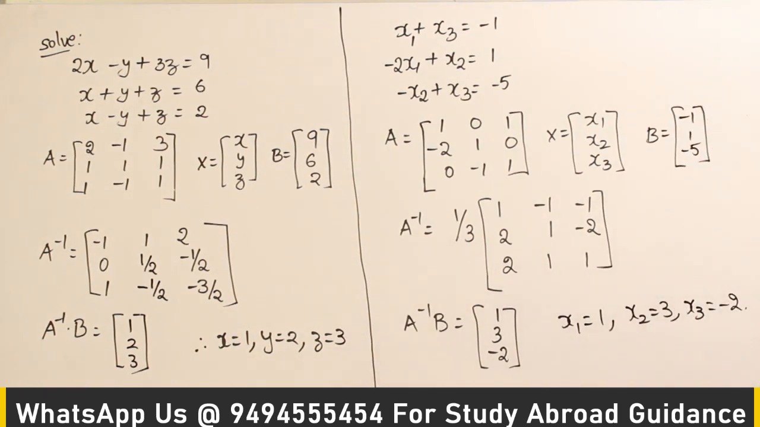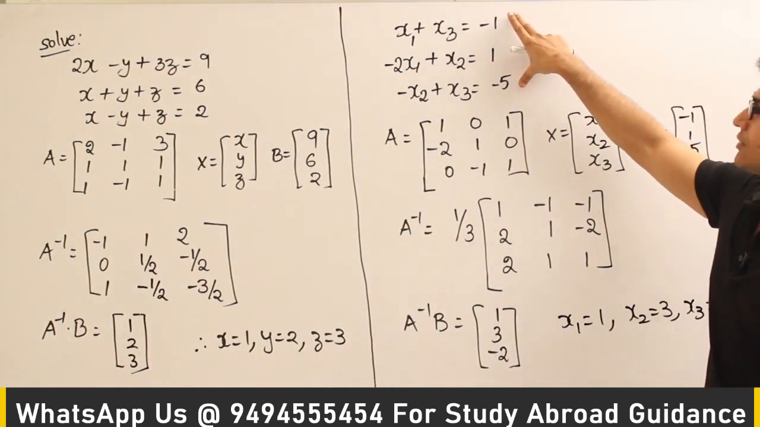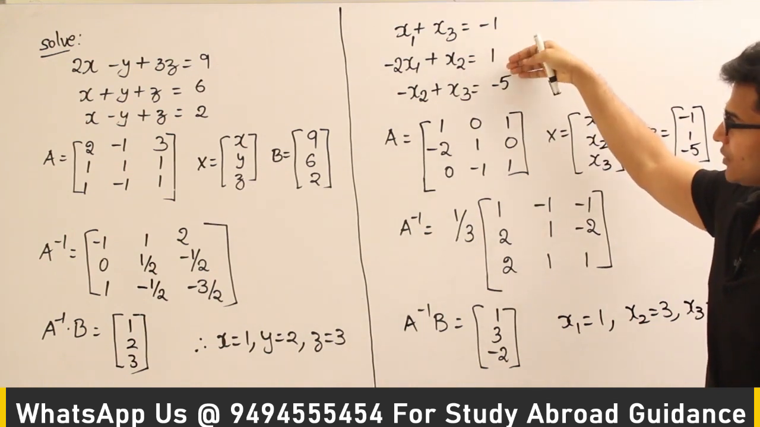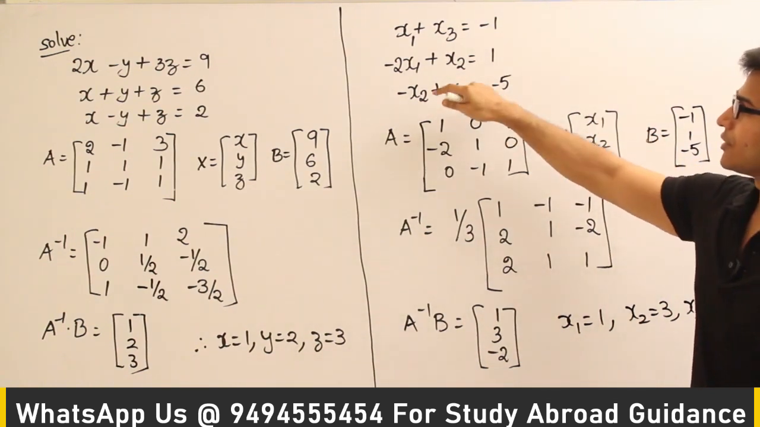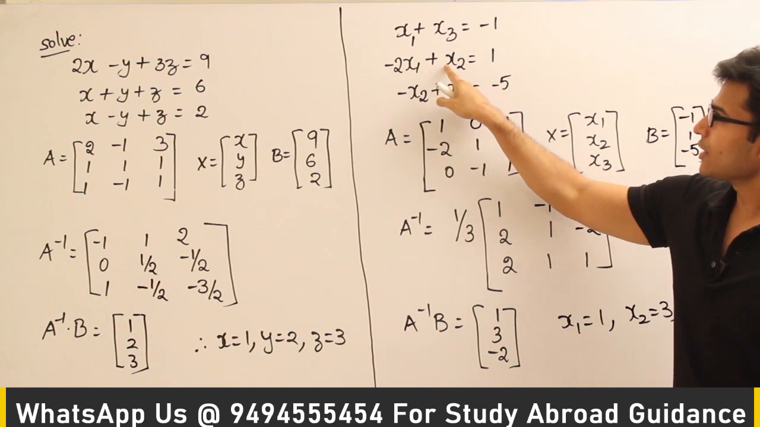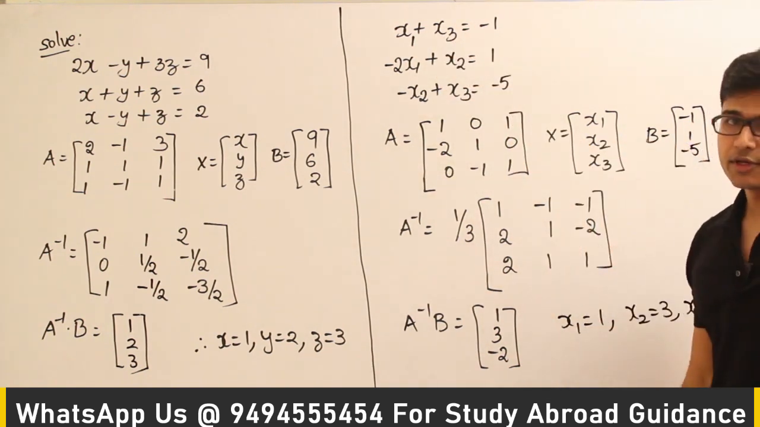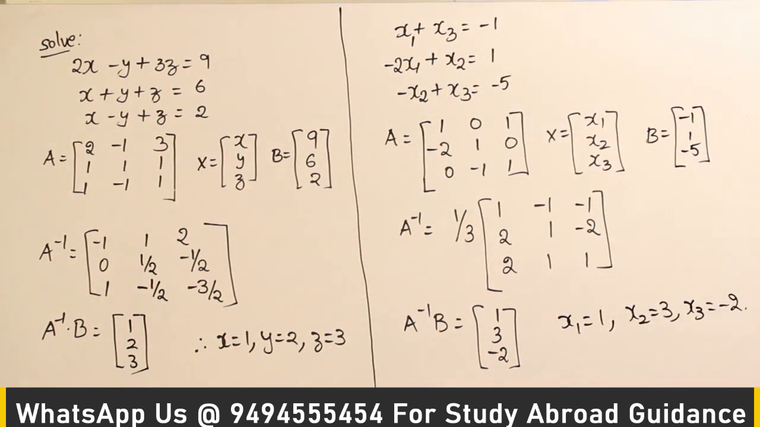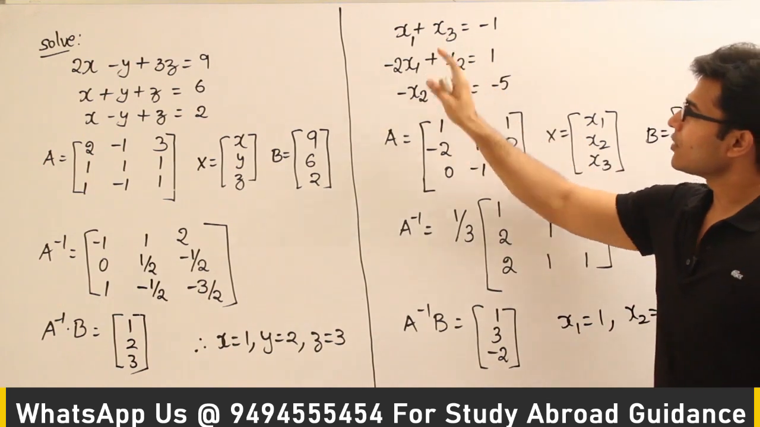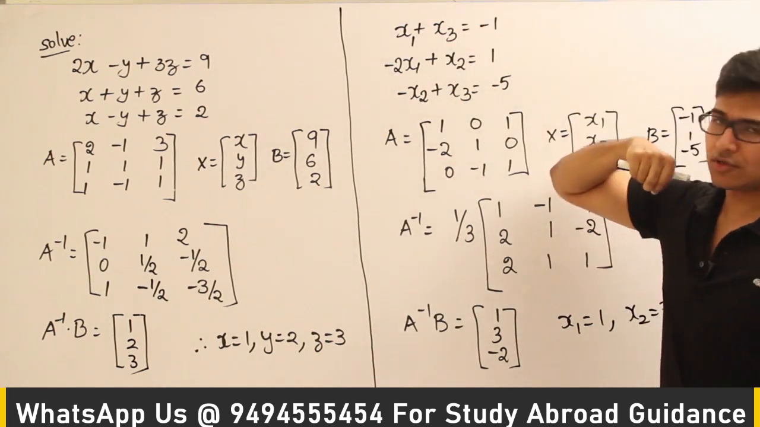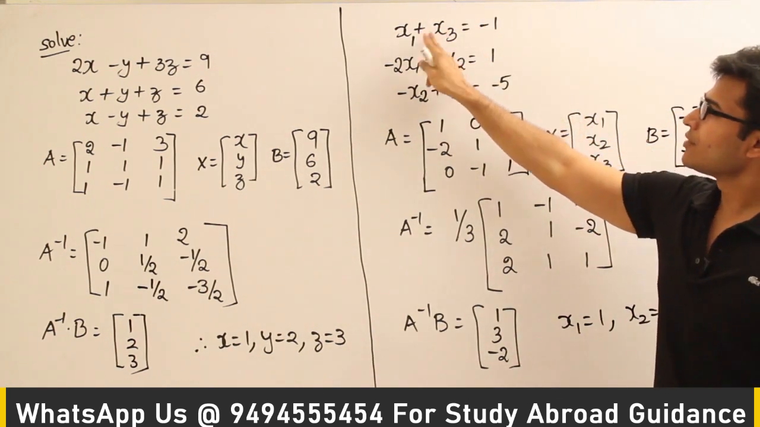Okay, now watch it. Again, this is a system of three equations. Three equations are given and three variables are given. The variables are x1, x2 and x3. They will specify what the variables are in the equation. So x1, x2 and x3 are the variables, and three equations are given. Now some of the variables are missing.